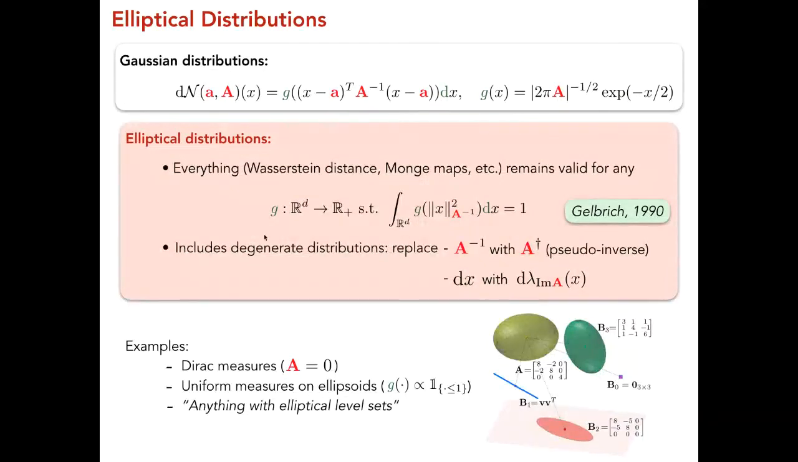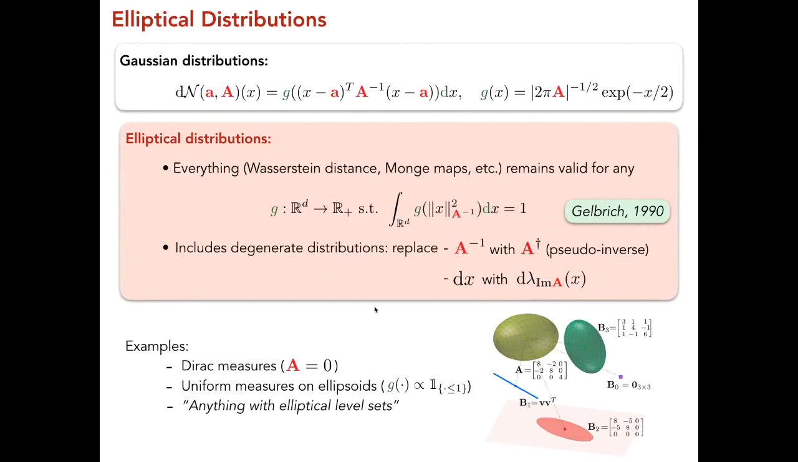But we can replace G with any positive function such that this term integrates to 1, and we have the same closed forms. So same expression of the Wasserstein distance as the sum of the distance between the means and the Bures distance, same Monge maps, and so on. And we can go even a step further. We can consider the case of degenerate distributions by replacing the inverse of A with a pseudo inverse, and the density in that case won't be defined with respect to the Lebesgue measure, but with respect to the Lebesgue measure on the image of A, which is an affine subspace. So those results were proven by Gelbrich in 1990.